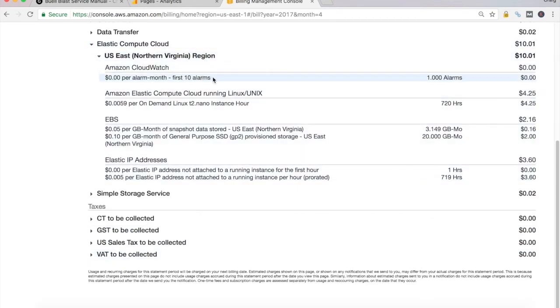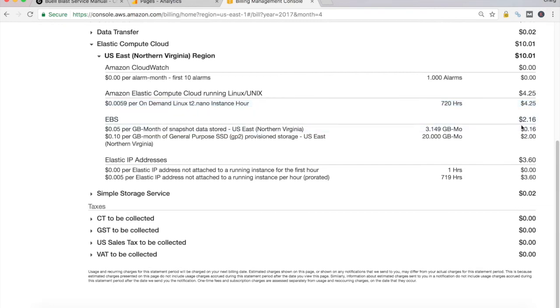So I had it set up in the US East region. I didn't have any alarms set up. On demand, I had a T2 Nano instance running, which I think is not the lowest, but the second lowest instance you can spin up. 720 hours is for the entire month. So I was paying $4.25 for just that instance to run.